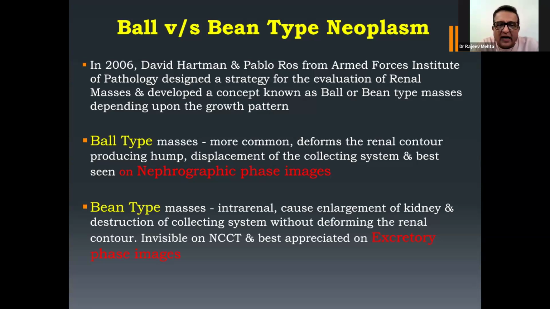Unlike that, in bean type, the masses are predominantly intrarenal. They do not cause any enlargement of the kidney or contour deformity, but destruction of the collecting system is much more commonly seen in bean type masses. Without the contour abnormality, this is invisible on a plain scan and best appreciated on the excretory phase of images.